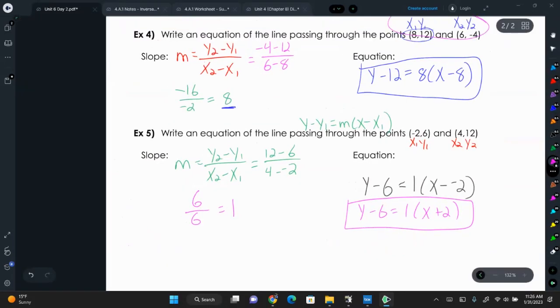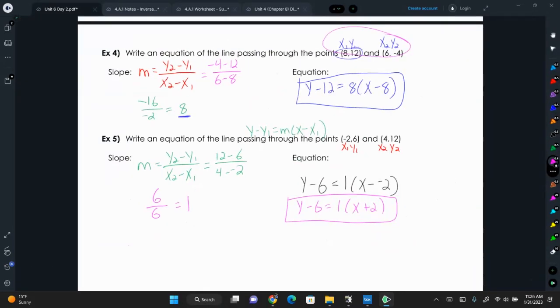So that's it for today. Very simple lesson, but again, if you're not careful with your negatives and plugging in the formula, you could get the wrong answer.